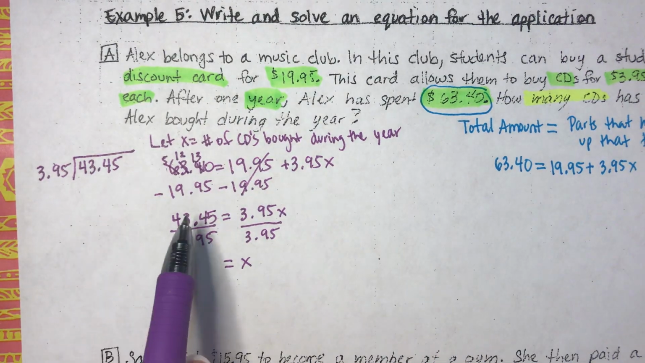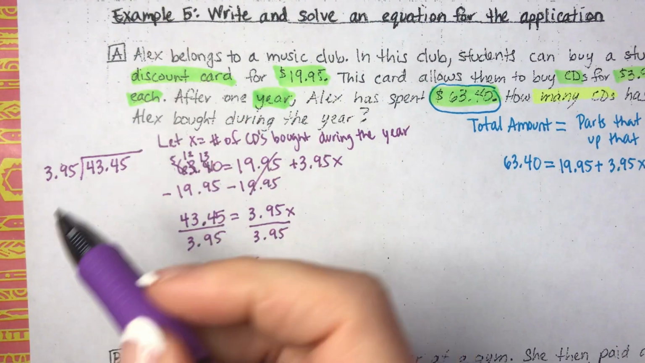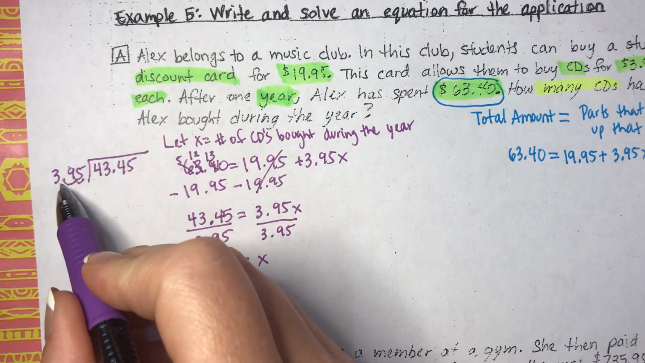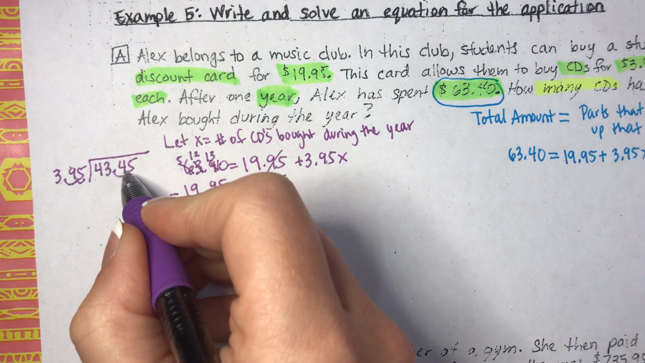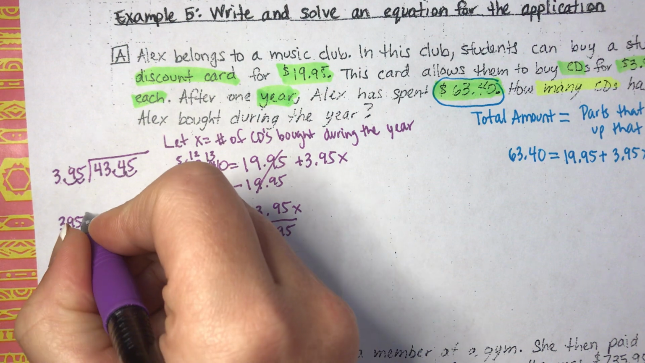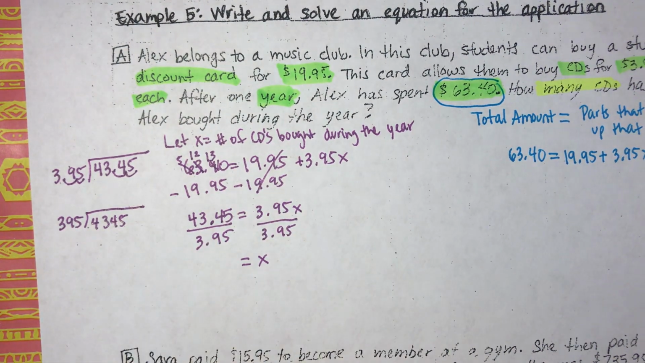Okay, so whenever you're dividing by decimals, the first rule is you can never divide by decimals. So we have to get rid of this decimal. So we're going to move this decimal over 2 places. And if we move it over 2 places here, we have to move it over 2 places here. So what we're really doing is 4,345 divided by 395.